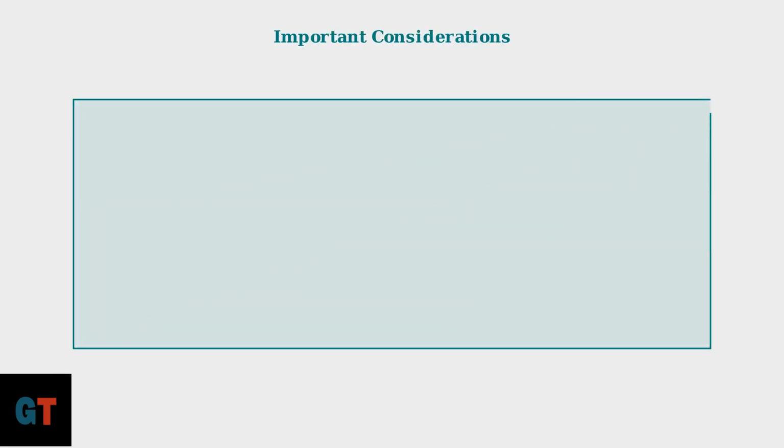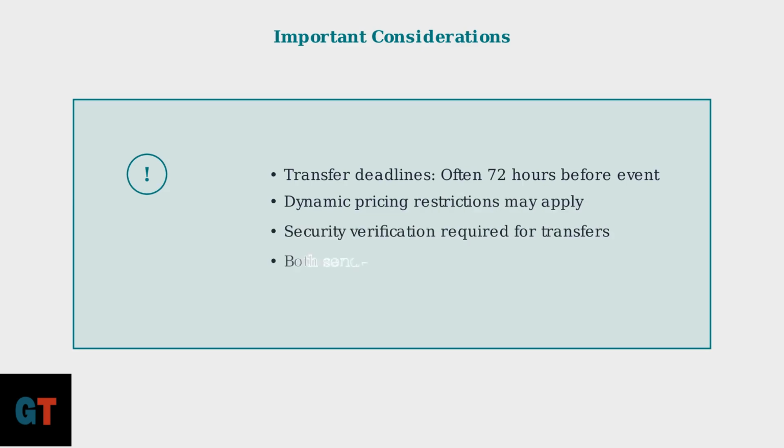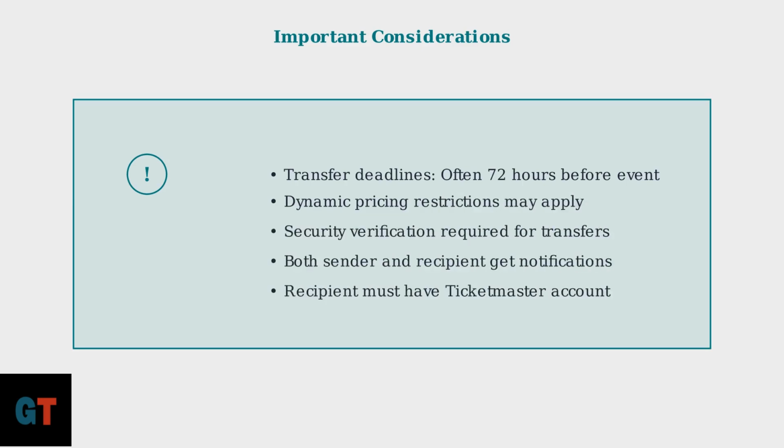Keep in mind several important considerations when transferring tickets. Many events now have specific transfer deadlines, typically 72 hours before the event starts. Transfer restrictions may apply to dynamically priced tickets to prevent scalping. Security verification is required, and both sender and recipient will receive notifications throughout the process. Both transfer methods are secure and efficient. Choose the Ticketmaster app method for direct control, or use Apple Wallet sharing for quick transfers to nearby contacts.